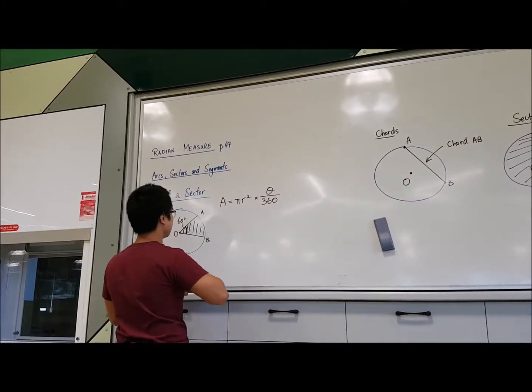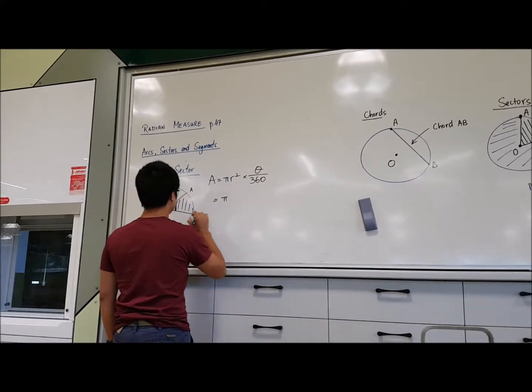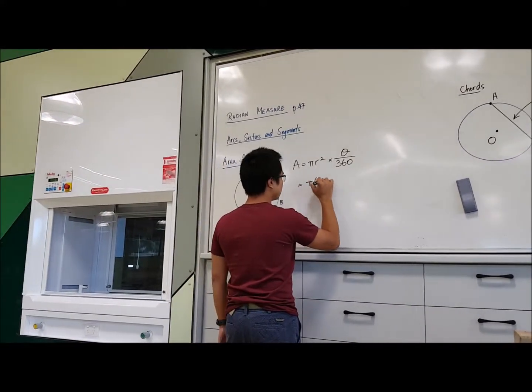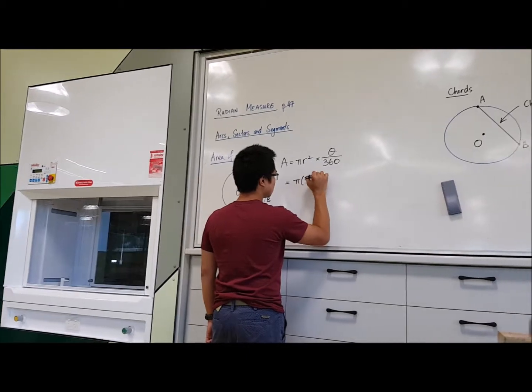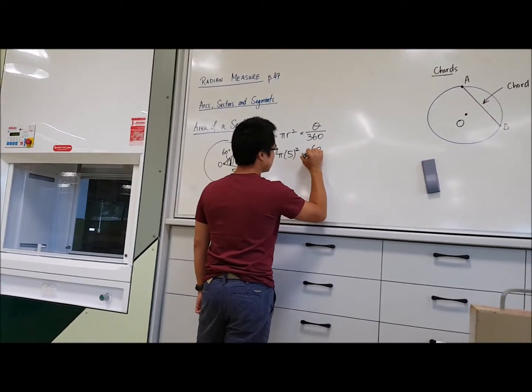So for this particular example, it's going to be pi times 5 squared times 60 over 360.